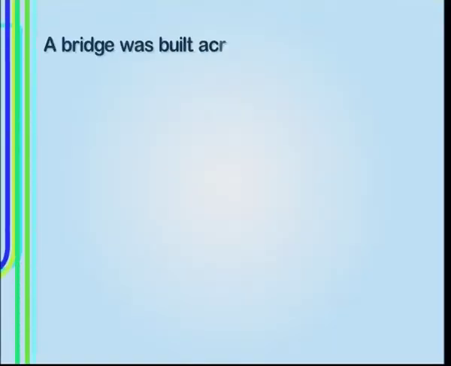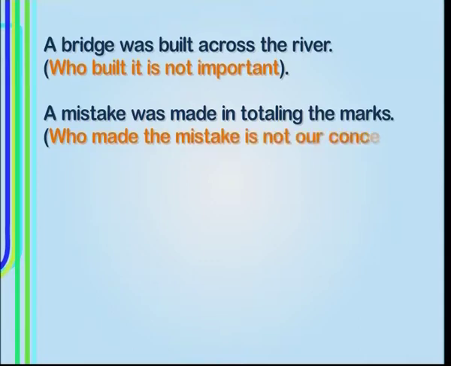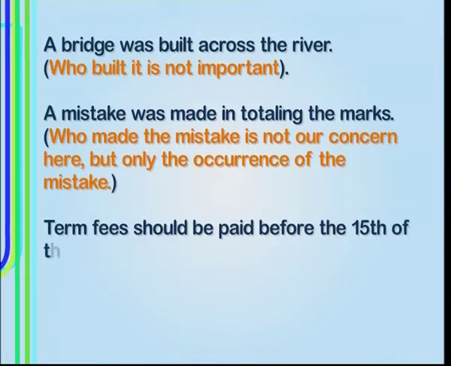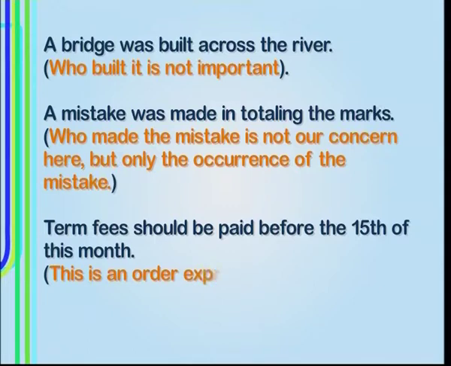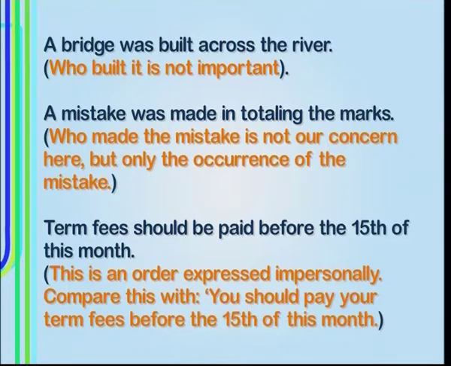Here are some more examples of contexts in which the passive voice is preferred. A bridge was built across the river. Now, who built it is not important. A mistake was made in totaling the marks. Who made the mistake is not our concern here, but only the occurrence of the mistake. Term fees should be paid before the 15th of this month. Now, this is an order expressed impersonally. Now, compare this with: you should pay your term fees before the 15th of this month.